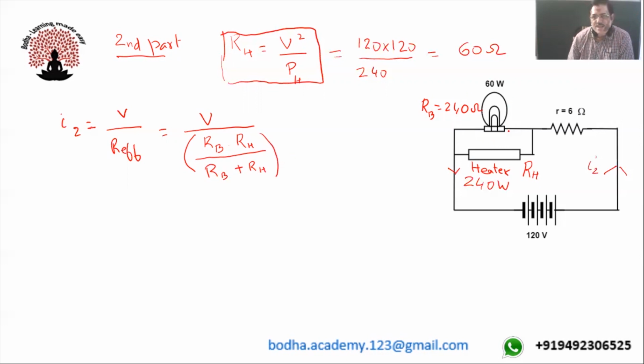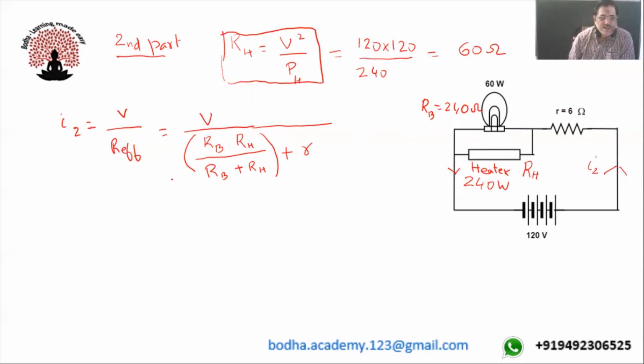Now this entire thing is connected in series with the lead wires resistance, small r. In a series combination the effective resistance is R1 plus R2. R1 means I'll take this entire parallel combination as R1, and this resistance I'll take as R2. So this is the resistance we'll be getting. Now substitute the values and simplify.